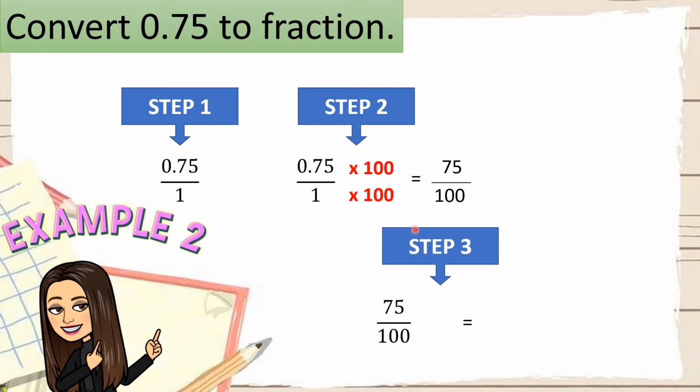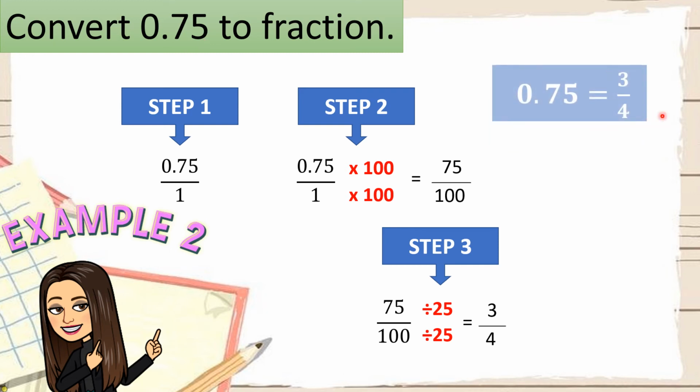For step number 3, we have to simplify 75 over 100. Now, what is the greatest common factor between 75 and 100? We have here 25. So, 75 divided by 25 will give us 3, then 100 divided by 25 will give us 4. Therefore, 75 hundredths is equal to 3/4. Okay? That is how we convert decimal to fraction.